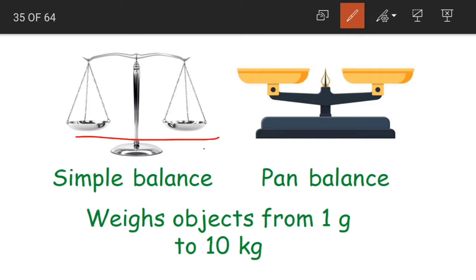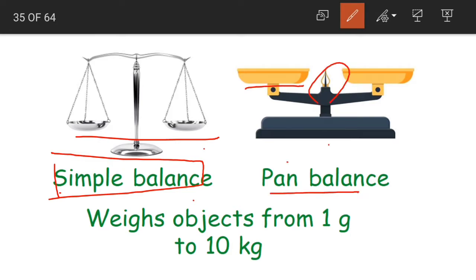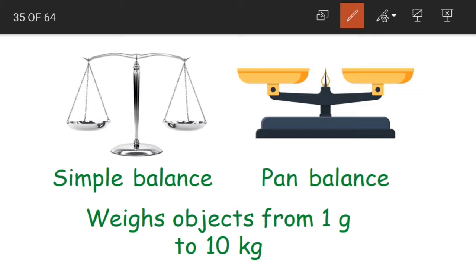Understood children? This is called a simple balance, and this one is called a pan balance. These are the names of the measuring instruments. Just like we have scale and measuring tape for measuring length, we have simple balance and pan balance.